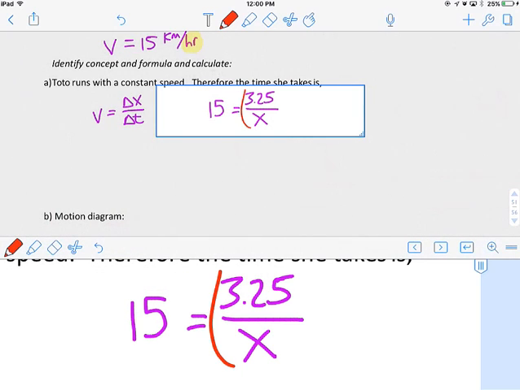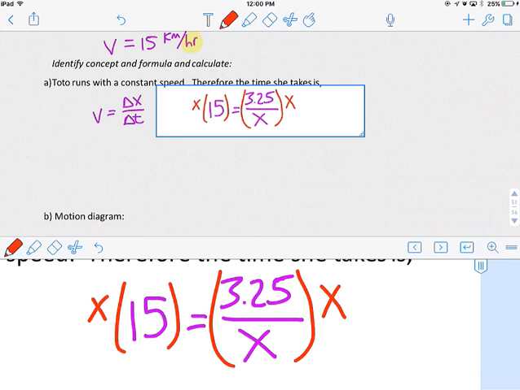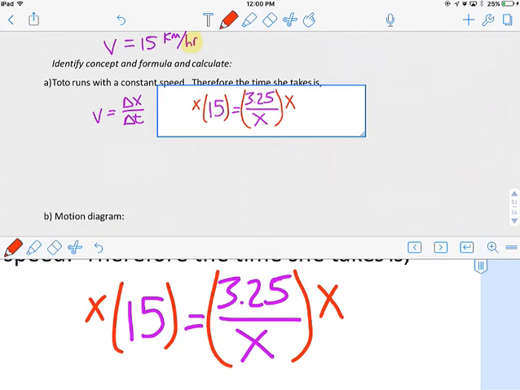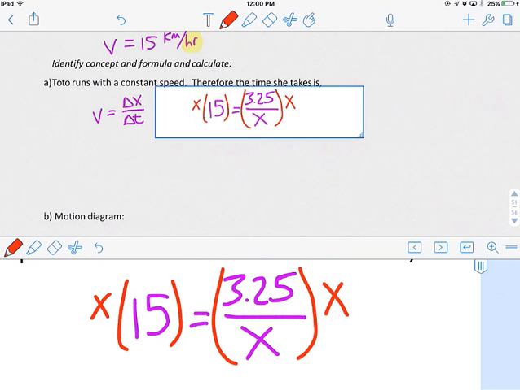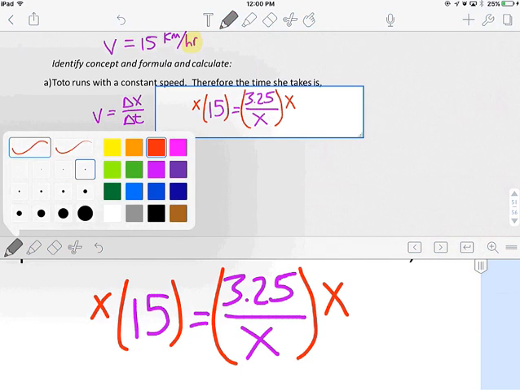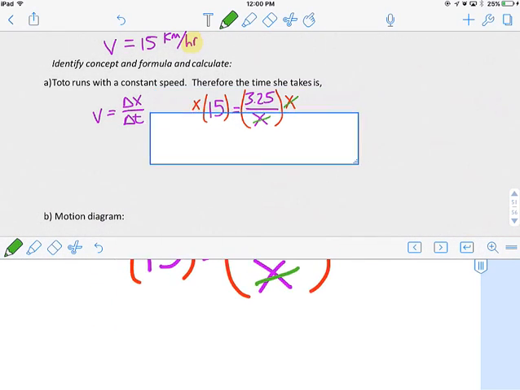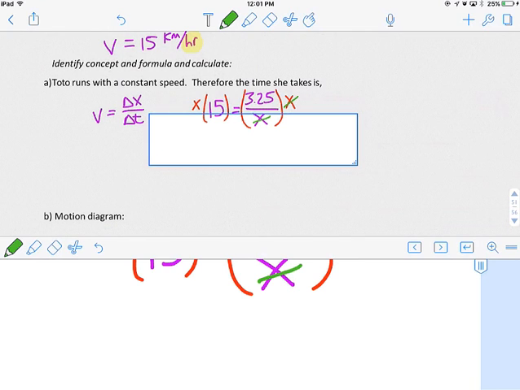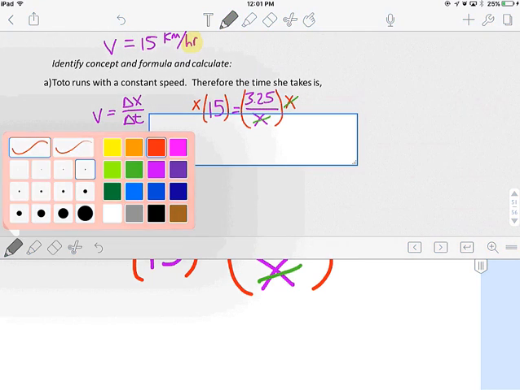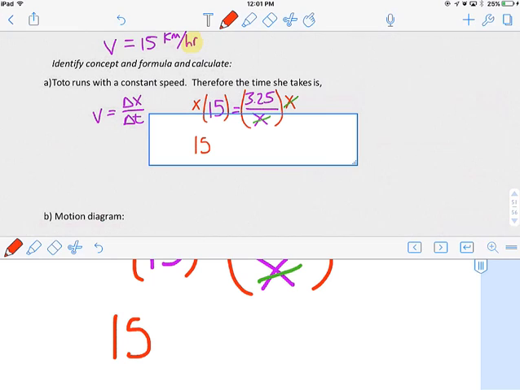So the first thing you have to do is multiply by the x on the bottom. There's an x. We've got to get the x off the bottom. We can't divide by nothing. We can't just leave it there. Even Chuck Norris can't do that. So what that does is cancel out my x over here. And so when I rewrite this, I have 15x, which I'm going to write in red now. I have 15 times x, and that 3.25 over here.